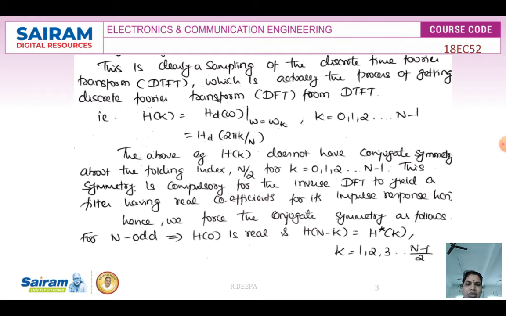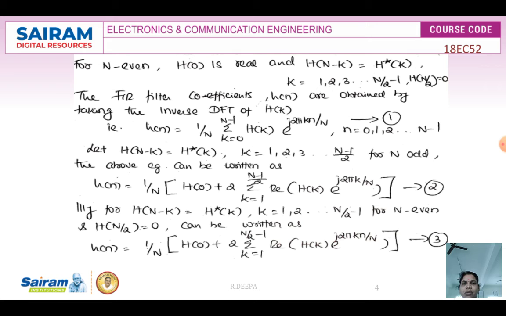In order to force the conjugate symmetry, I am taking N as an odd number, and the center H of 0 is taken as real, and half of the values of H of k will be equal to H conjugate of N minus k. That is the conjugate symmetry I am going to force here. Hence I have written H of 0 is real and H of N minus k is equal to H conjugate of k, where k ranges from 1, 2, 3 up to N minus 1 by 2.